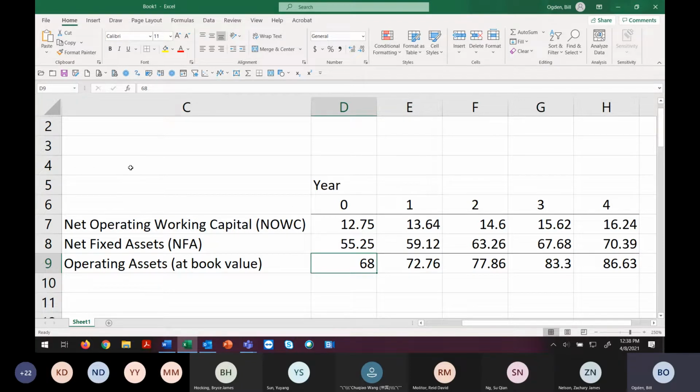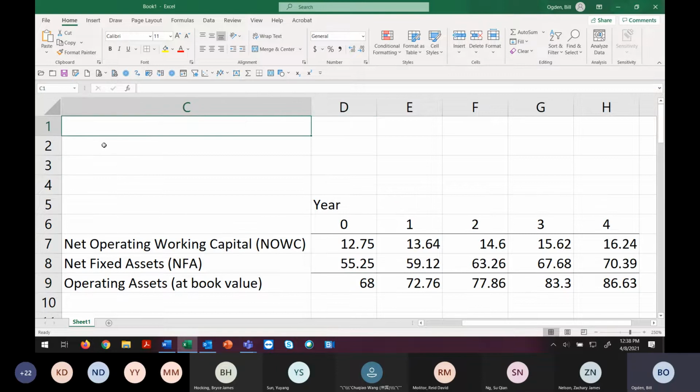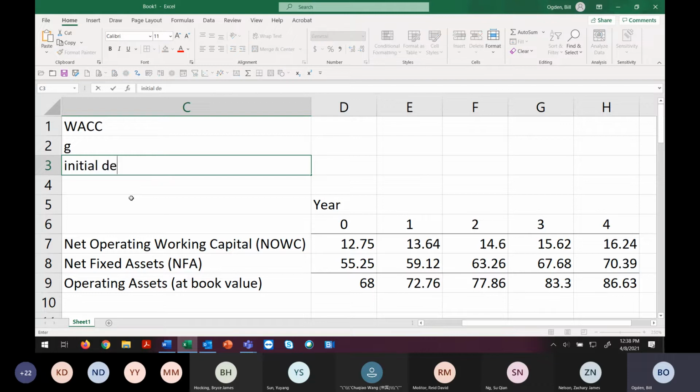All right. So let's come back up here. Here's the things we still have to get to value this company. Let's start out with the WACC. Okay, then we're going to need a growth rate. Okay, and then we'll need initial debt. What else do we need? Well, we have one more row if we need something else. It's not coming to me right now.